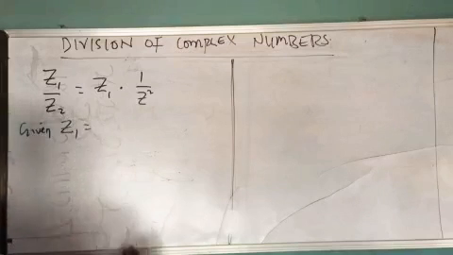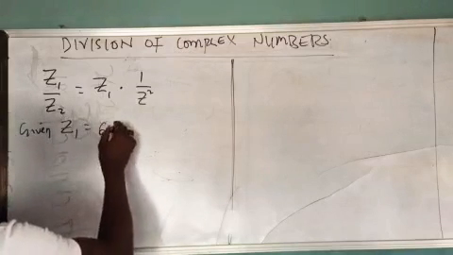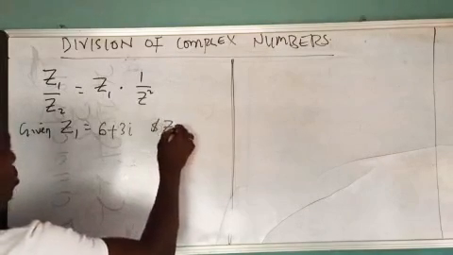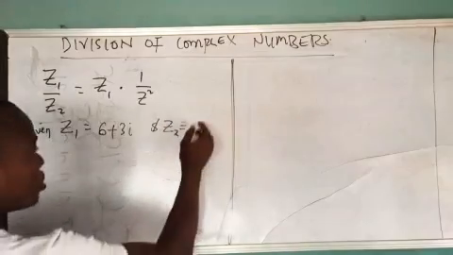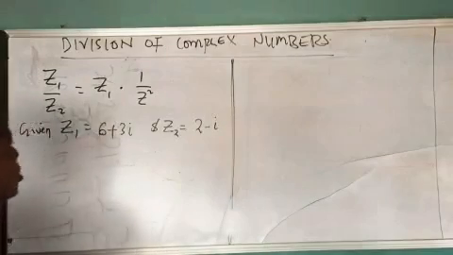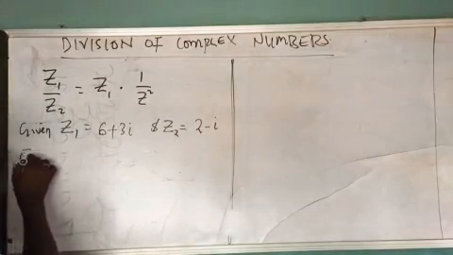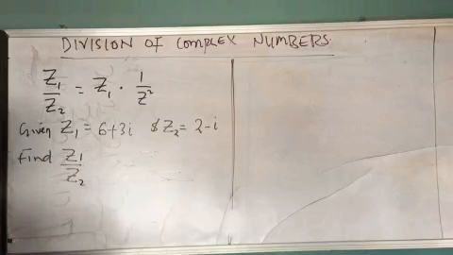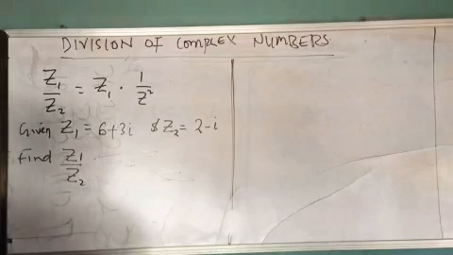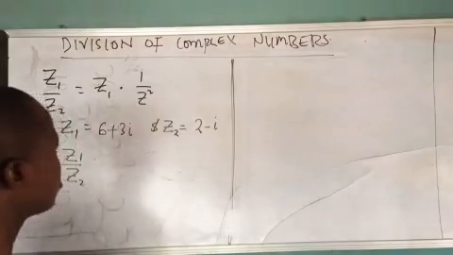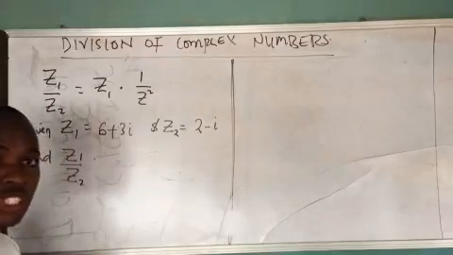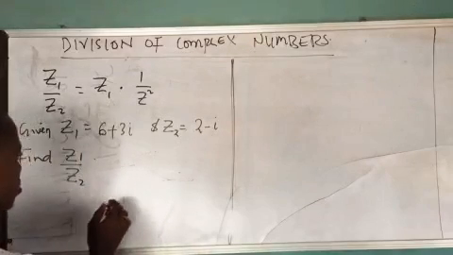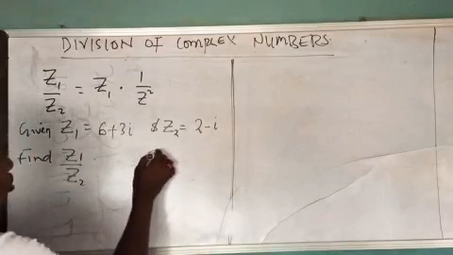Let's say we are given this kind of problem to solve: given z1 equals 6 plus 3i and z2 equals 2 minus i, find z1 over z2. You understand? We don't need to disturb ourselves here, because we already have the definition of division of complex numbers. The only thing you are going to do is apply it.